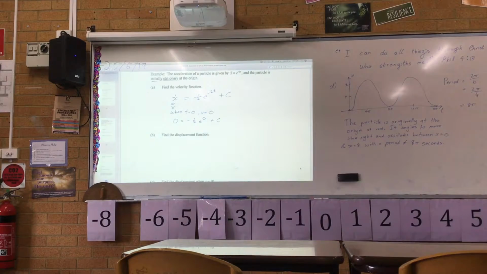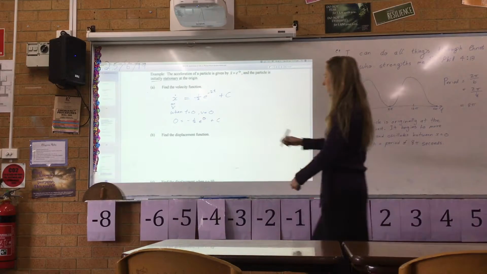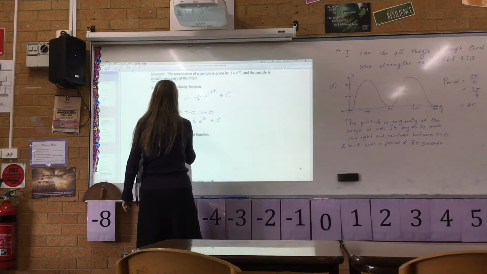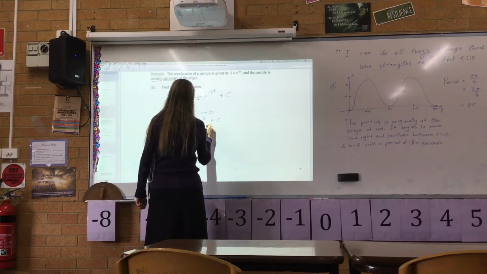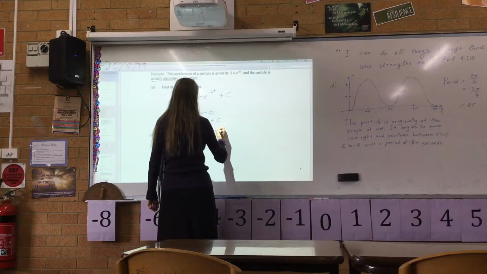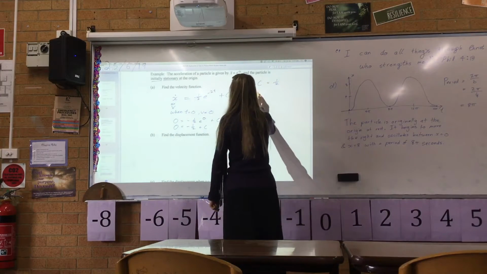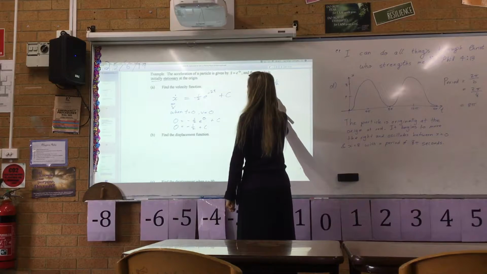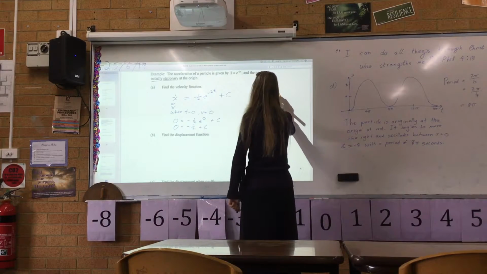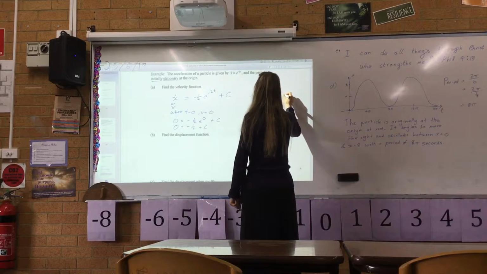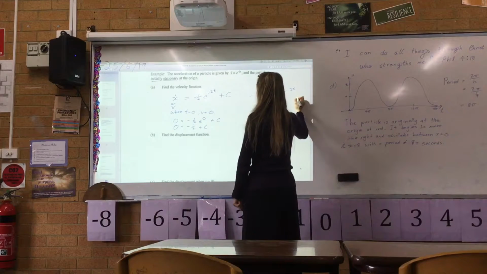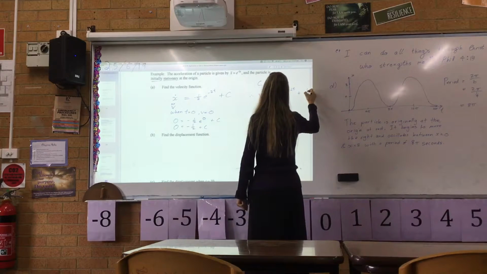What does c have to be then? Well, that's just a half. So that's minus a half plus c. So then c equals a half. Therefore my velocity equation, I should say, is minus half e to the minus 2t plus a half.